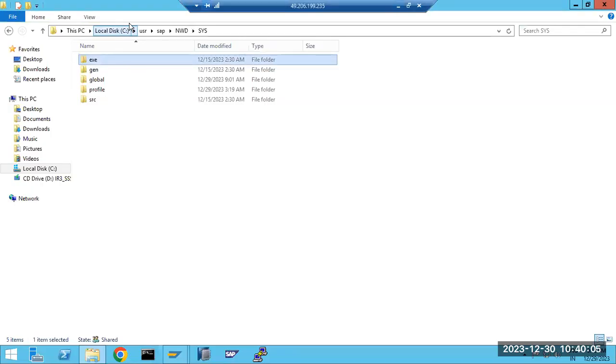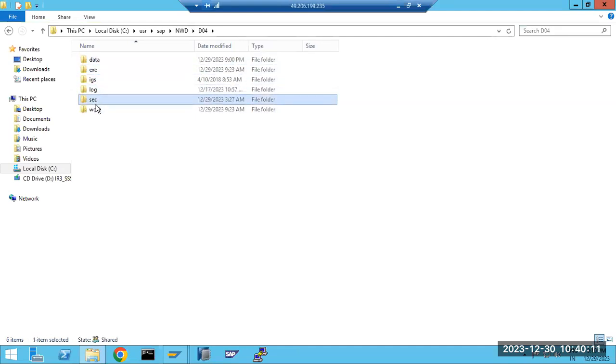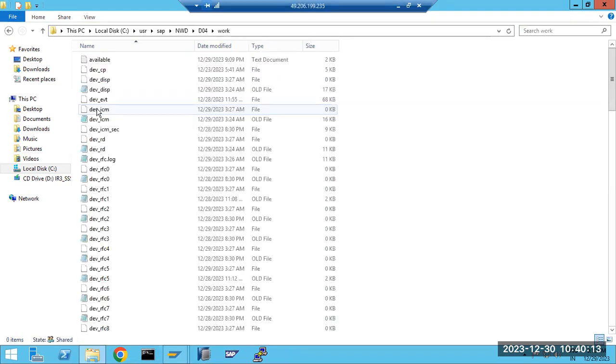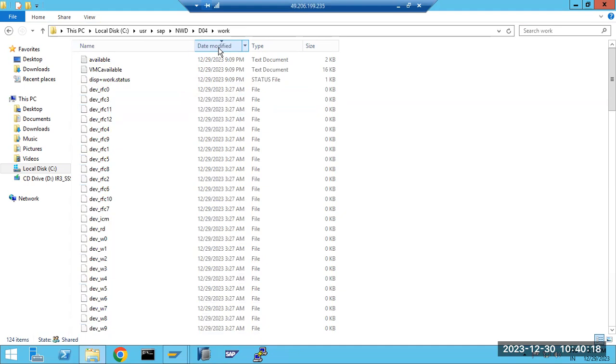In the system, if you go to the work directory, you see the data, exe, log, sec directories and the work directory. The work directory is our main troubleshooting log location. If on the SAP side we want to troubleshoot anything and check the logs, the work directory is very important.